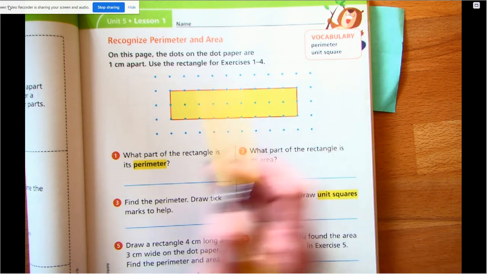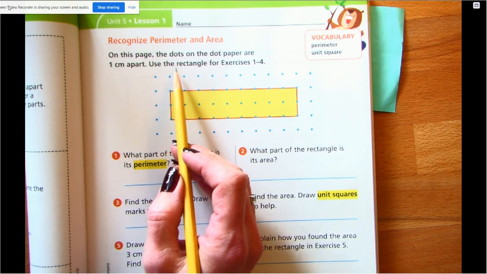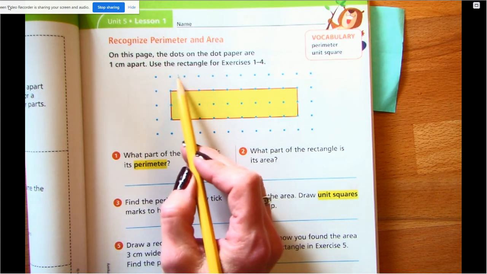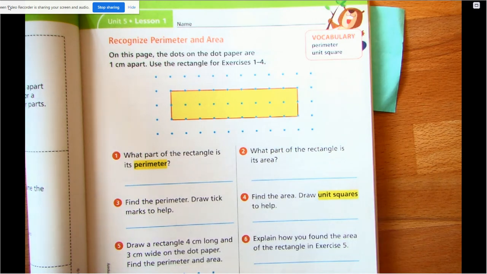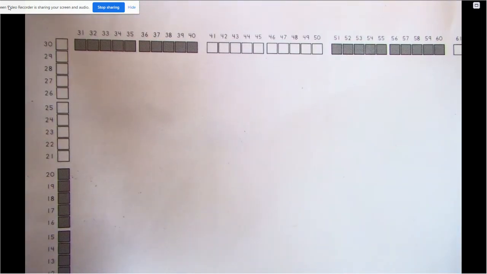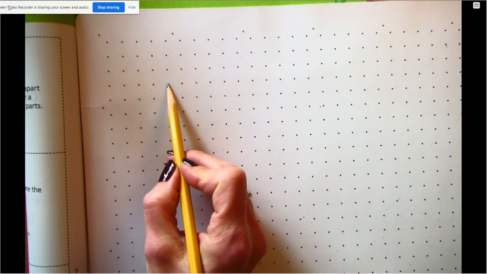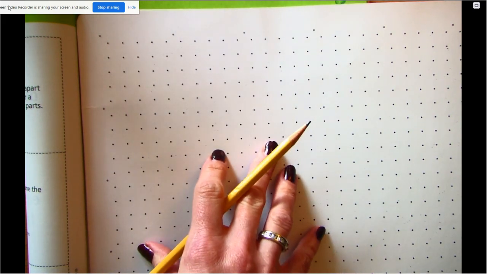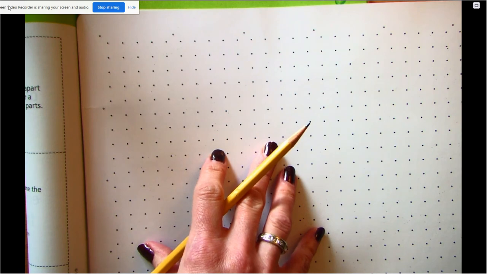So it says on this page, the dots on the dot paper are 1 centimeter apart. So all these dots. Did you know that on the back of your number path whiteboard, you have a bunch of dots that are also 1 centimeter apart? This is going to be a great resource for you to use when we're drawing and practicing.